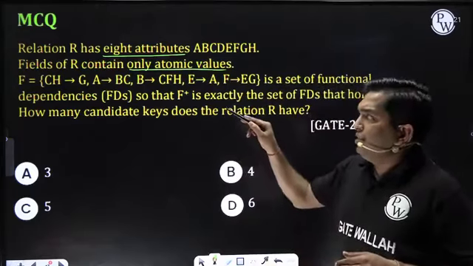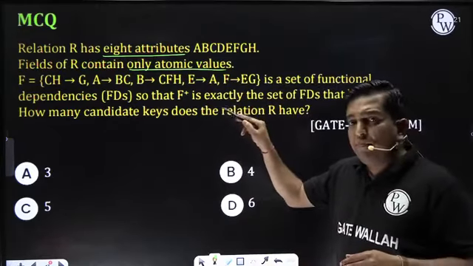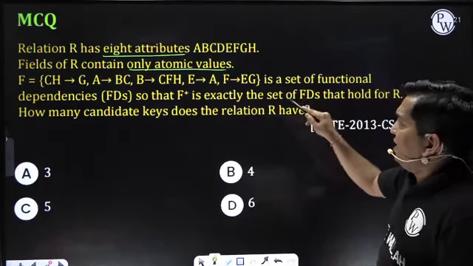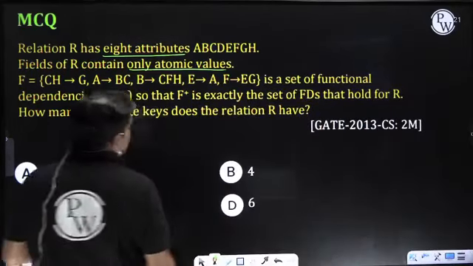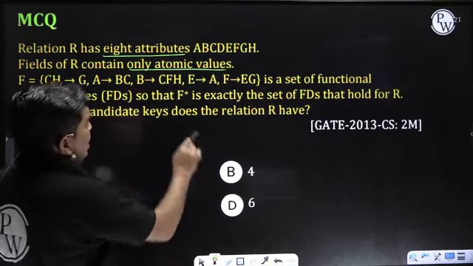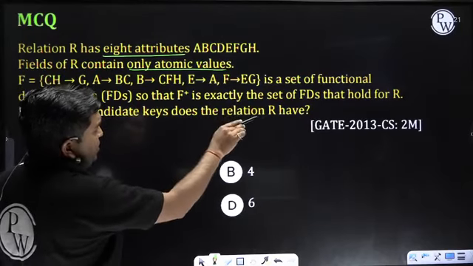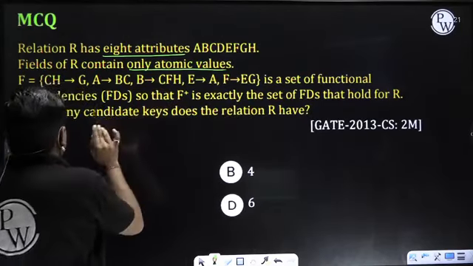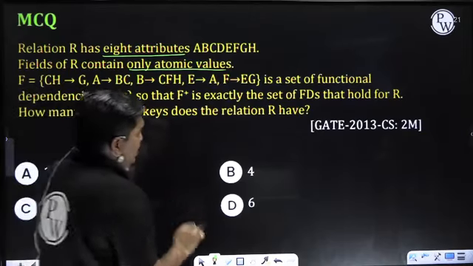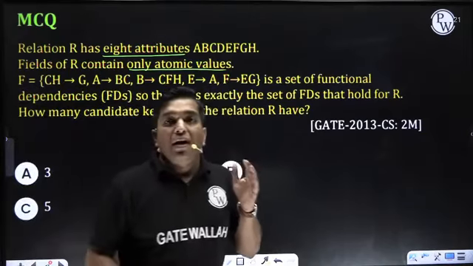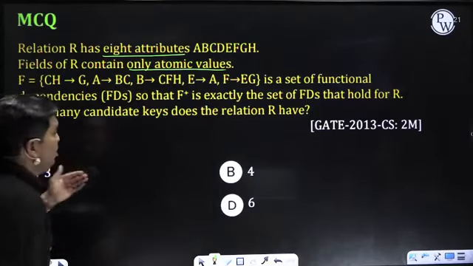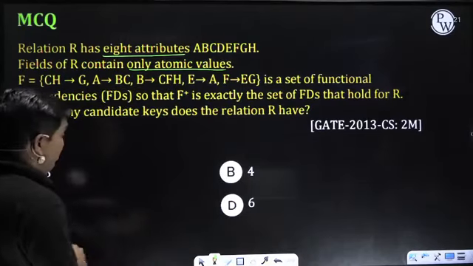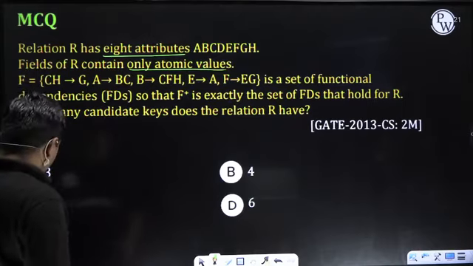CH determines G, A determines BC, B determines CFH, E determines A, F determines EG. This is the set of FDs. The FD set is given, and it is saying F plus is exactly the set of FDs that hold for R. It is asked how many candidate keys the relation R has. Option A is 3, B is 4, C is 5, and D is 6. So what we do, we will solve and find each and every candidate key.